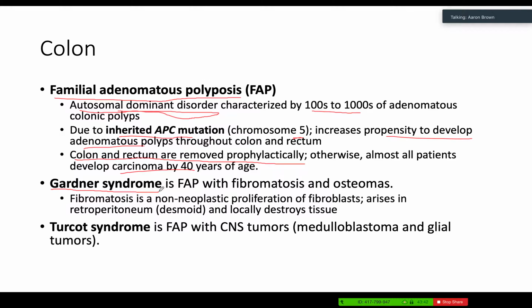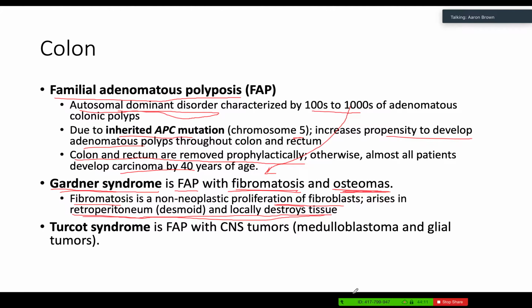Gardner syndrome is a subtype of FAP. Here we have some fibromatosis and osteomas, or growths inside of bone. Okay. So the fibromatosis is just a proliferation of fibroblasts in the retroperitoneum, and it will locally destroy tissue. So it's kind of hard to pick up. You really need to do a CT scan to be able to pick it up.